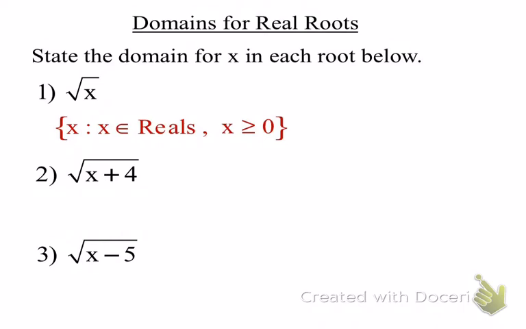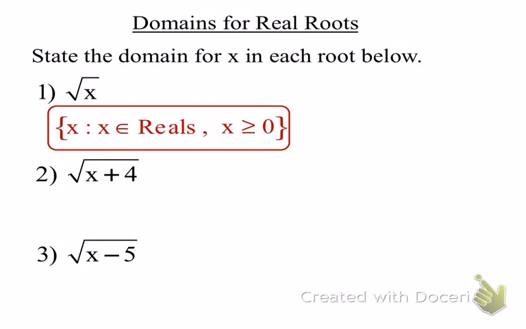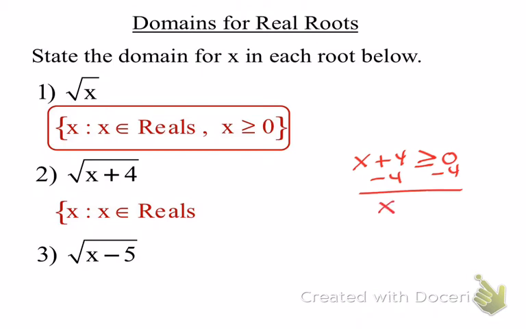So I'm going to do the same thing here. X is an element of the reals. Then I take everything under the radical, and I set it, x plus 4 is greater than or equal to 0. That whole thing has to be 0 or greater. Subtract 4, and the other piece I'm adding is x is greater than or equal to negative 4.